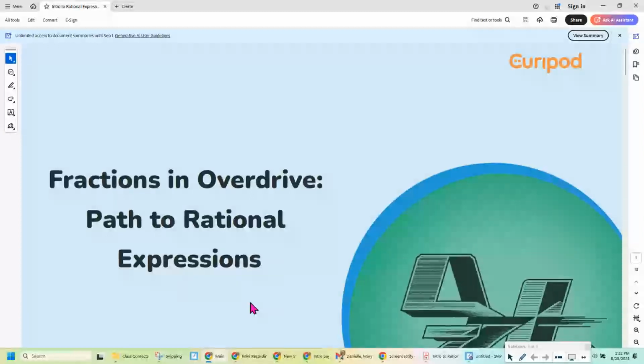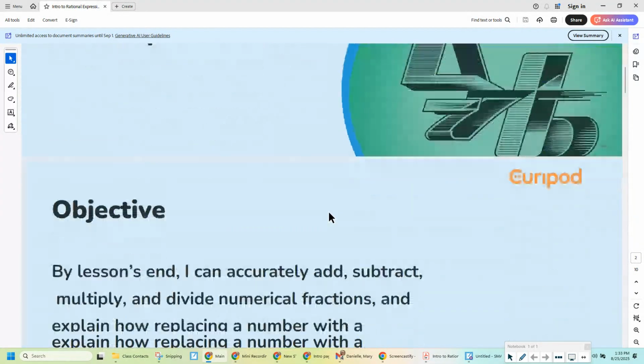Welcome to the intro to Unit 4, where we're going to talk about fractions in overdrive, the path to rational expressions. So in this unit, we are going to be talking about rational expressions. But we just want to review a little bit about those fractions and how to add, subtract, multiply, and divide. Just those basic fractions that you worked with previously in previous years. So let's take a look at our objective.